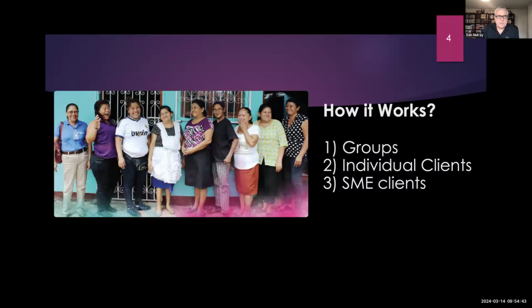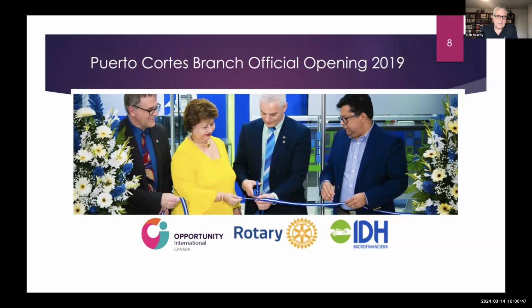In 2019, John Gilvesi, who's actually on, I think you're out there, John, it was good to see your name. That's John kind of in the middle. We're at the Puerto Cortez official opening, one of the branches that was funded by Rotary. On the far right side is Francisco. He's the CEO of our partner IDH. That's the mayor of Puerto Cortez, and then that's myself on the far left. A bit of a ribbon cutting ceremony as we were opening that branch.